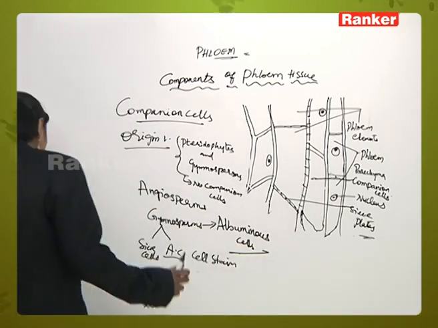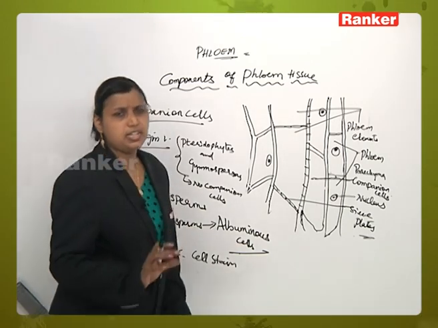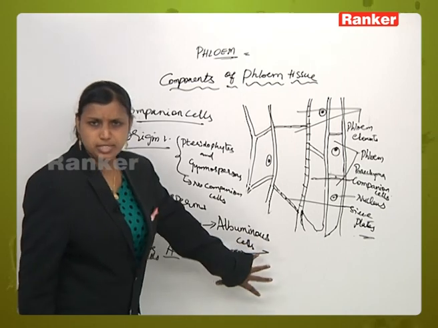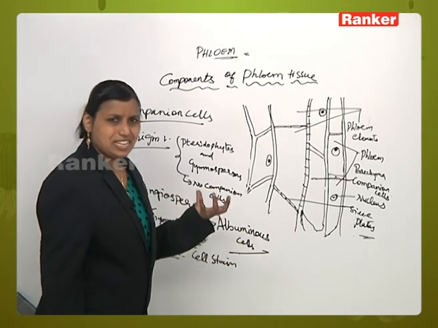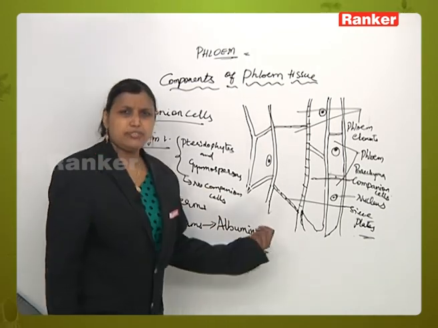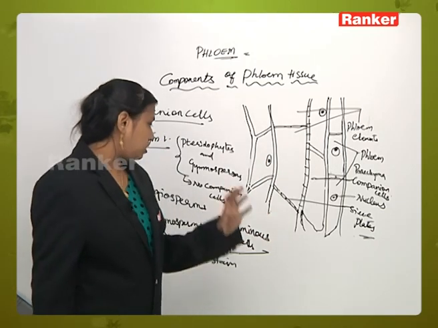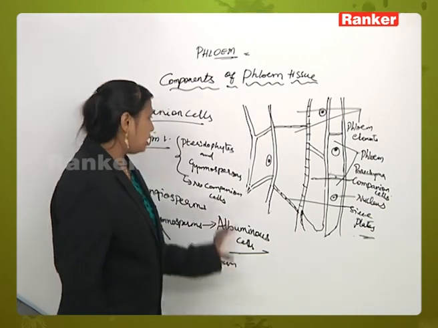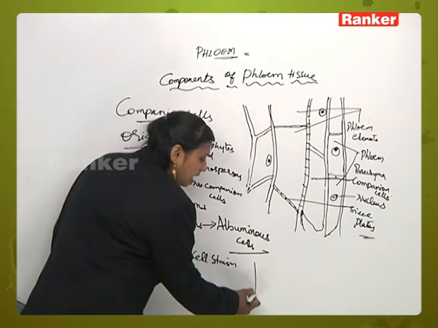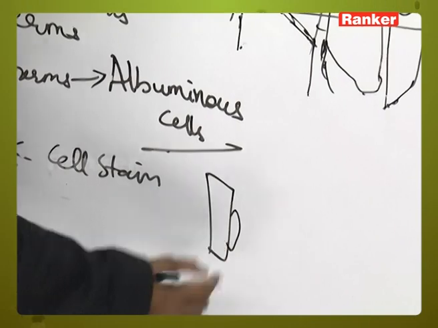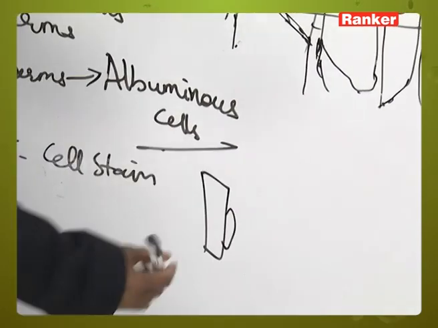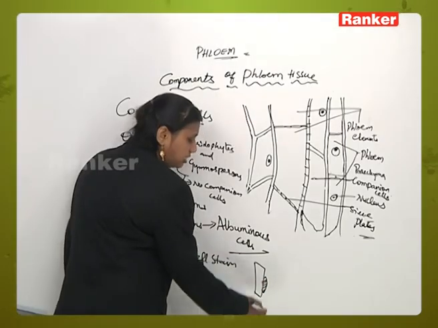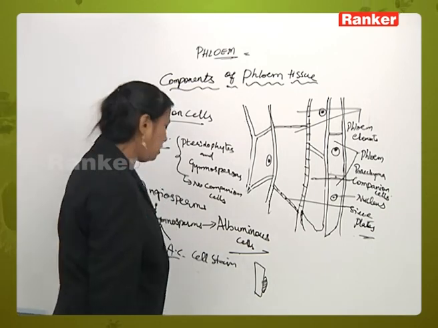Now this is about companion cells and albuminous cells. How do you identify an albuminous cell? The cells will get stained, cell stains. If in a microscopic view you see the cells are stained, then those types of cells are called albuminous cells. And companion cells are the cells which are present adjacent to the sieve areas or sieve tubes. If it occurs as an adjacent tissue, then those are called companion cells.